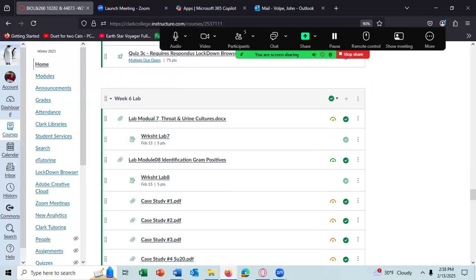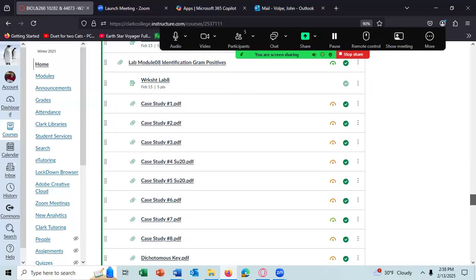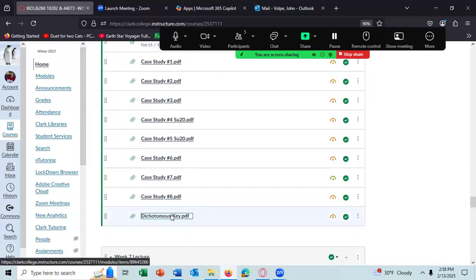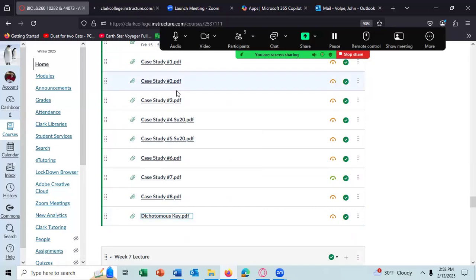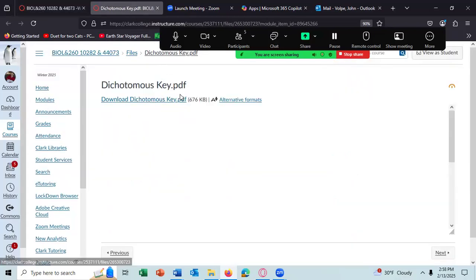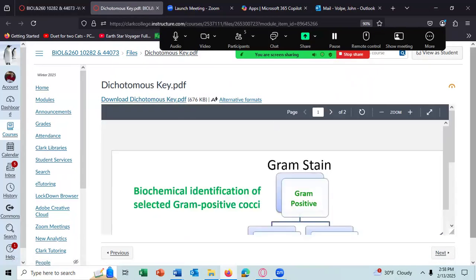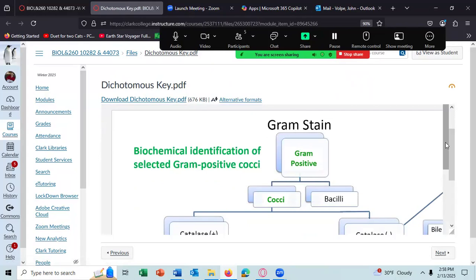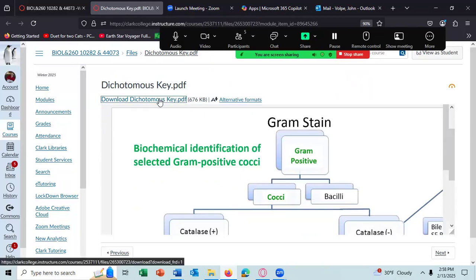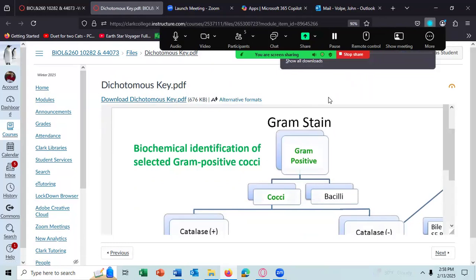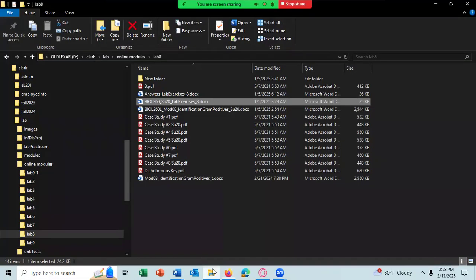There it is. So in the week 6 lab, here's the dichotomous key here. Open it up. I probably should download it because it'll display better. Yeah, let me download it. Oh, now I don't have it anymore. Let me go here.